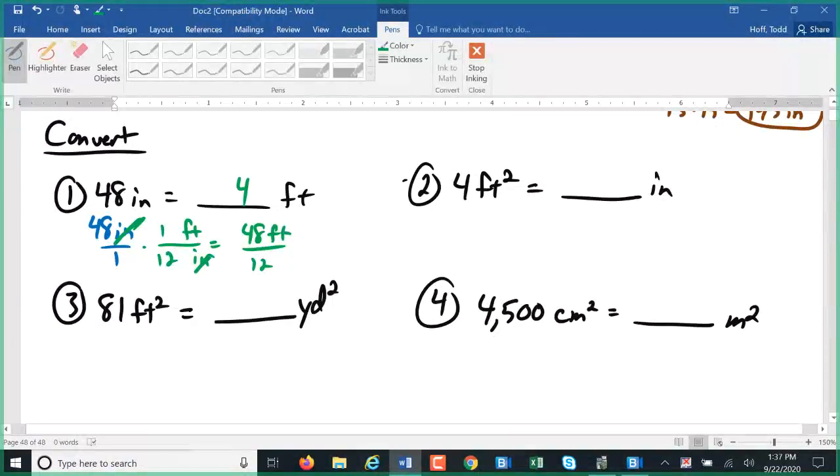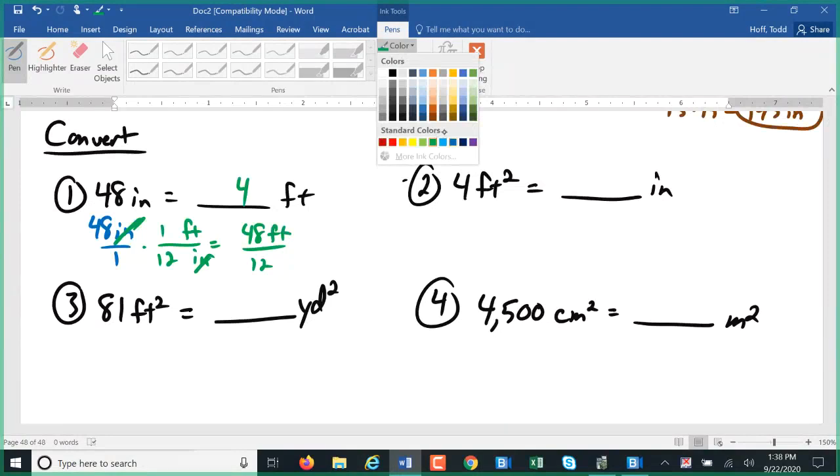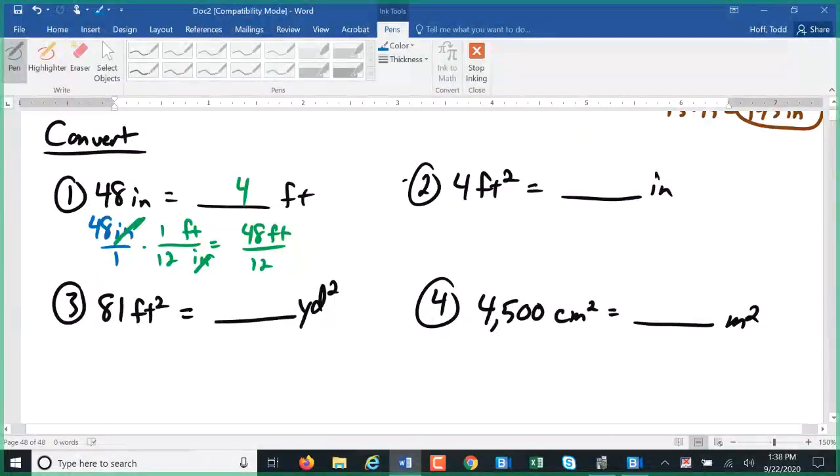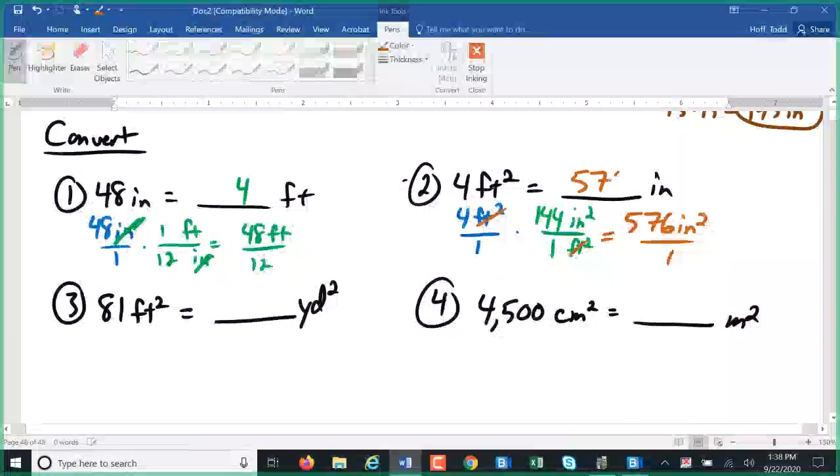Now that's the only one up here that was just plain inches and feet. All the other ones, you'll notice, are square feet, square inches. So this one here, 4 square feet, if I put that over 1, I'll put square feet on bottom over here, square inches. 1 square foot, it's not 12 square inches, it is 144 square inches. So the square feet cancel. 4 times 144 is 576 square inches. 1 times 1 is 1. So this is 576 square inches.